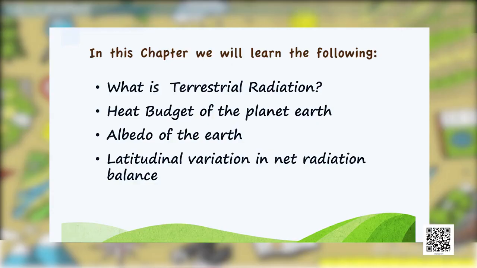We also did the different processes involved in heating and cooling of the atmosphere, such as conduction, convection, radiation and advection. In part 2, you will learn the following concepts. Differentiate between solar radiation and terrestrial radiation. Explanation of the heat budget with the help of a diagram. And the latitudinal variation in net radiation balance. Now let's start with the topics.